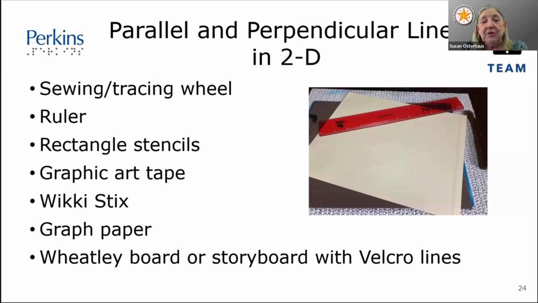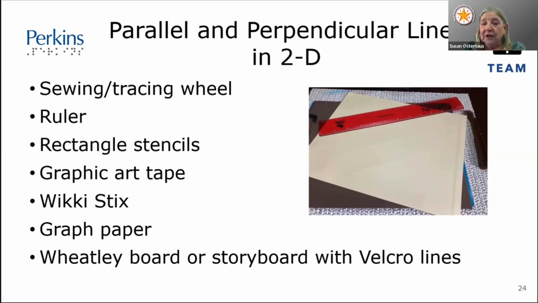I loved it. In this particular case, to make parallel lines, you can use a ruler. You can just draw on one side of the ruler, on the other, don't move it, and you've automatically got parallel lines. You can also use rectangle stencils, graphic art tape, wiki sticks. You can even use graph paper if you would like to make your parallel lines with that, or perpendicular.